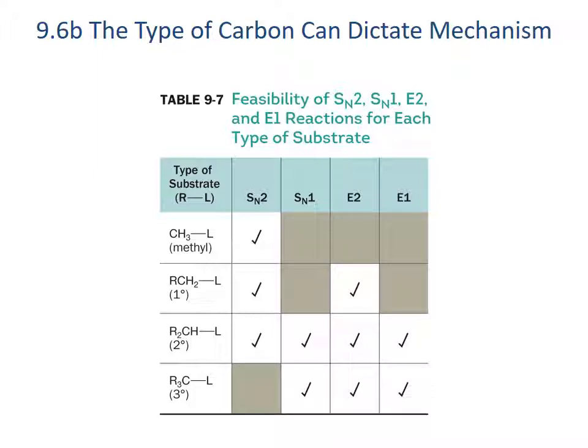SN2 is generally not possible with a tertiary carbon because of the sterics, but can happen for all other carbon types. E2, since it's unaffected by sterics, can happen on any type of carbon. It just doesn't happen on methyl carbons because there's no carbon next to the leaving group carbon to form the double bond.